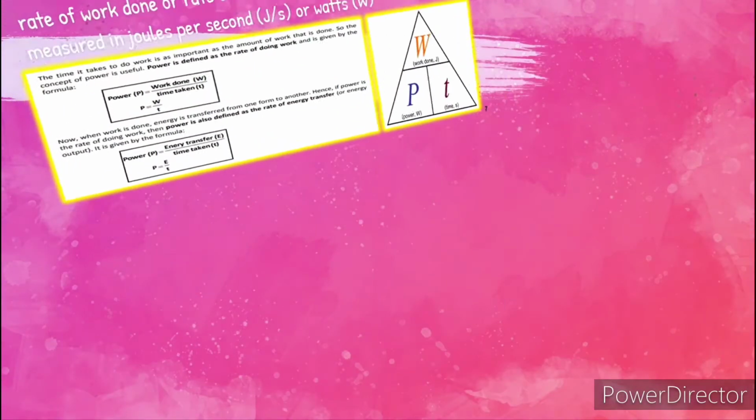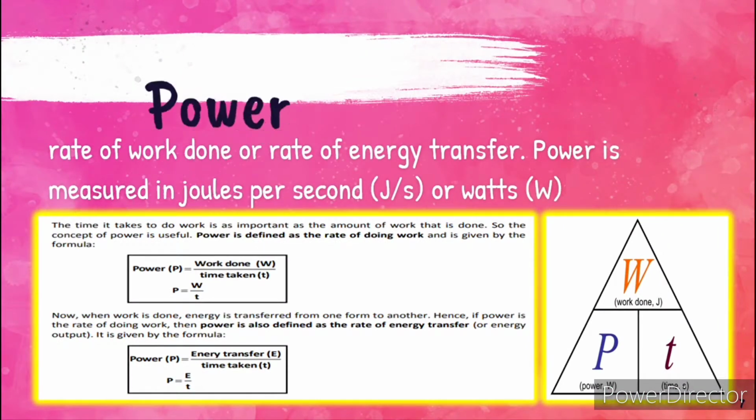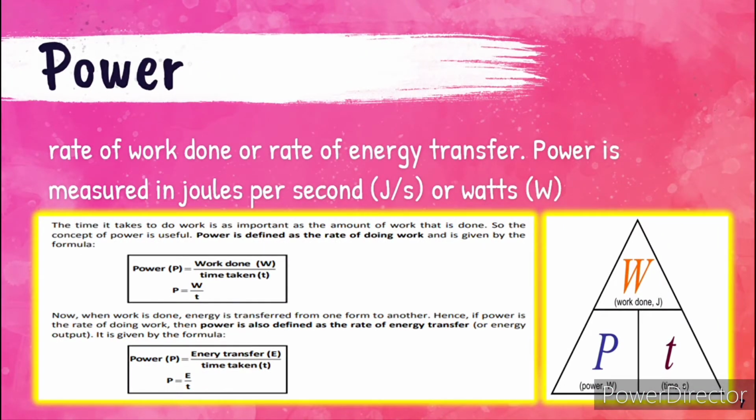Next, power. Power is the rate of work done or the rate of energy transfer. Power is measured in joules per second, or watts. In solving for power, we have the formula P is equal to work done, W, all over time taken, T. But take note, when work is done, energy is transferred from one form to another. Hence, if power is the rate of doing work, then power is also defined as the rate of energy transfer.